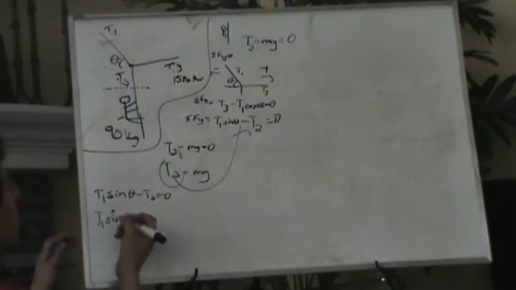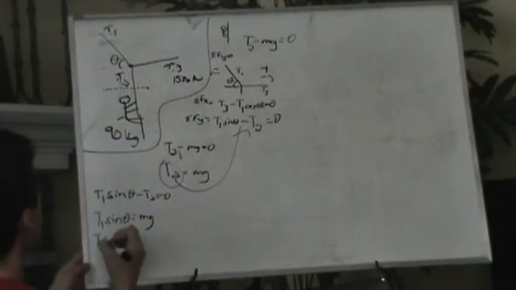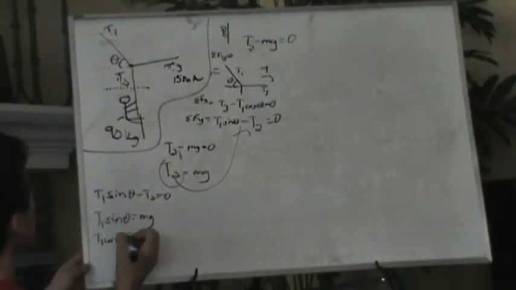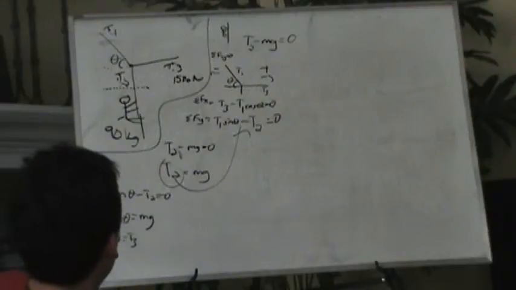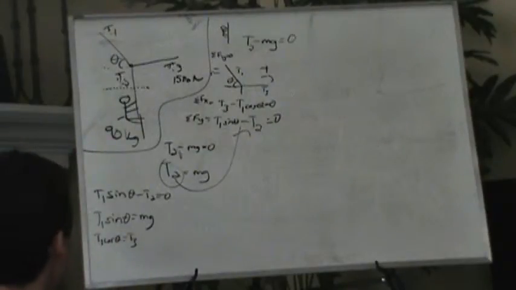And then we just keep writing. So then we know T1 cosine theta is equal to T3, because again, I just moved this over and then T3 goes by itself. Okay, so what do we do from here?